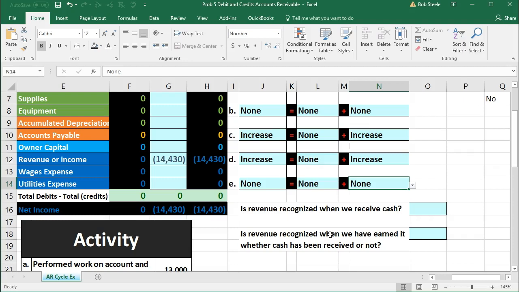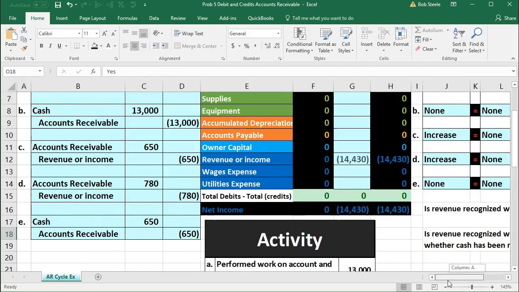Is revenue recognized when we receive cash? We're going to say no, not necessarily. It's recognized when we earn the revenue, when we do the work. Is revenue recognized when we have earned it, whether cash is received or not? We're going to say yes. So that's the revenue recognition principle. That's one of the major points that we want to get from working an account with accounts receivable or the receivable cycle.